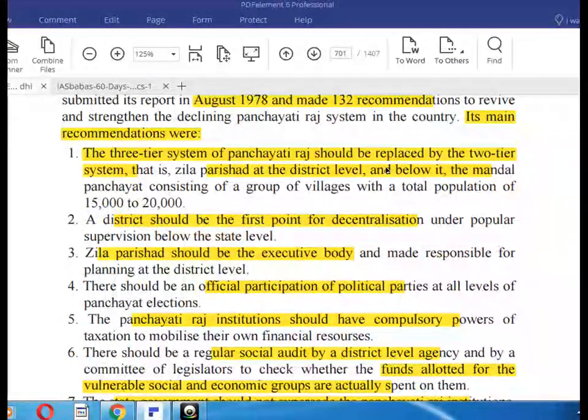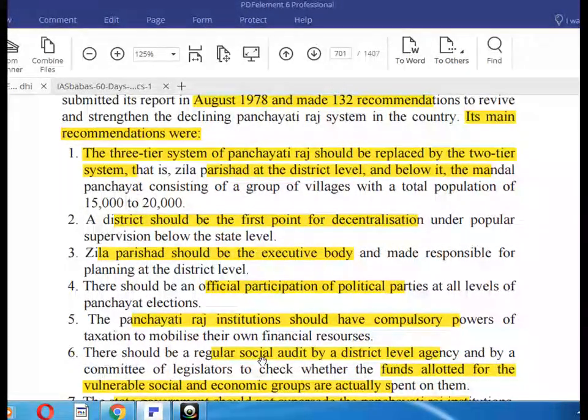That is the Jila Parishad at the district level, and below it the Mandal Panchayat. A district should be the first point for decentralization. Jila Parishad should be the executive body. There should be an official participation of political parties. The Panchayati Raj institutions should have compulsory powers of taxation to mobilize their own financial resources.